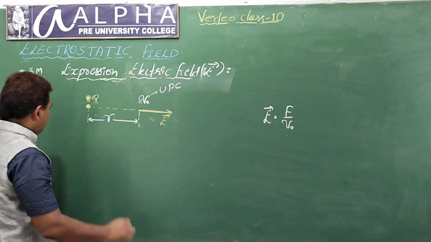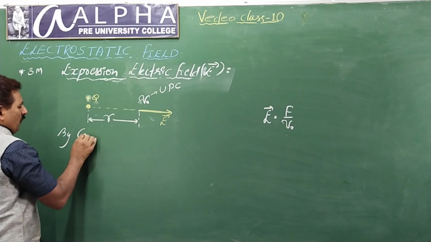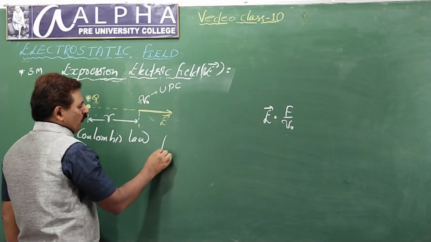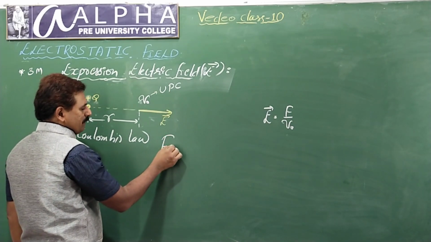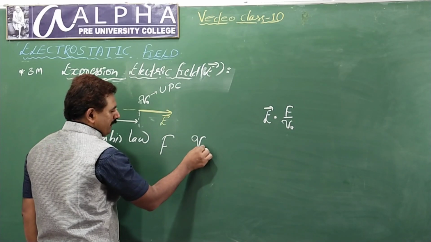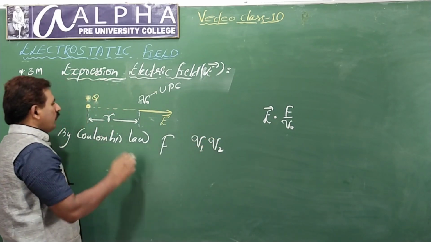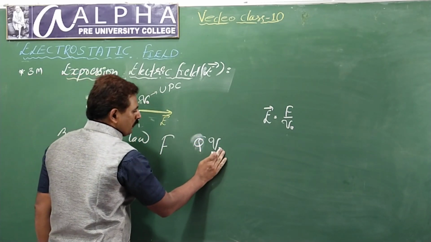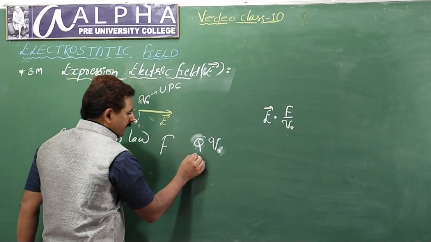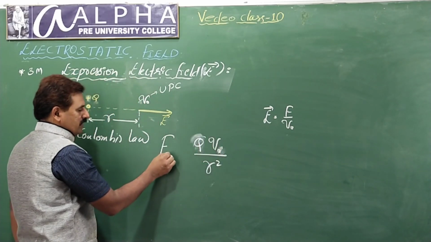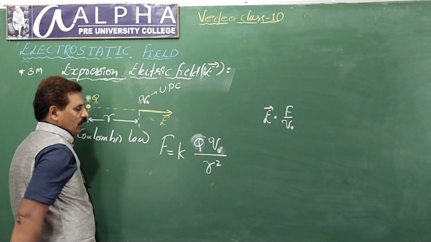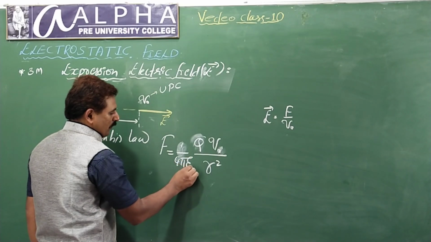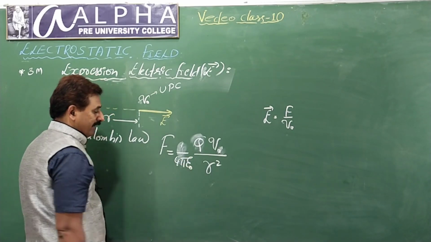Like this you write. Then by Coulomb's law, what is Coulomb's law? Coulomb's law states that the force between two charges is proportional to the product of the magnitudes of the charges Q1, Q2. Here Q1 is capital Q and Q2 is Q naught, divided by the square of the distance. The constant of proportionality is K, and the value of K is 1 over 4 pi epsilon 0 in air or vacuum in the SI system of units.